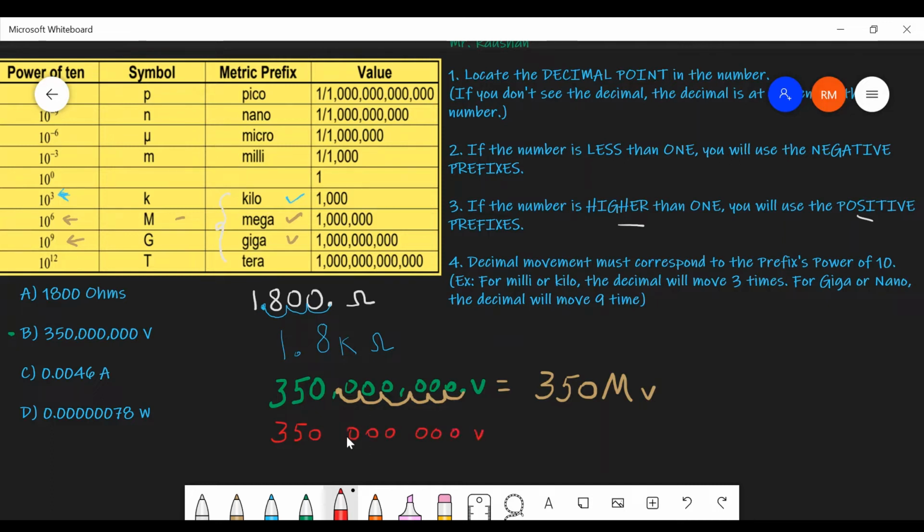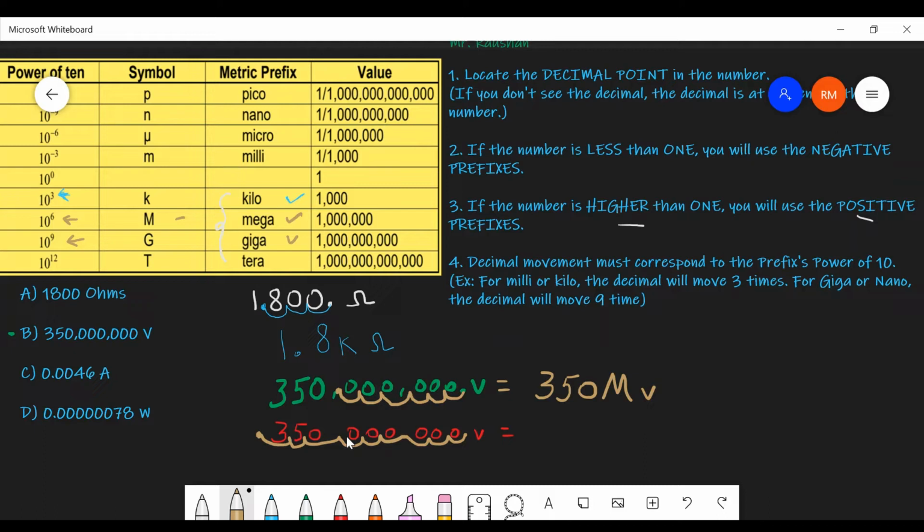Right. This is my value, and now we're going to use giga. So we're going to move the decimal 9 times. Where's my decimal here? It hasn't moved. It's right here, at the end. If you cannot see it, it's always at the end. So let's move it 9 times and see where we end up. 1, 2, 3, 4, 5, 6, 7, 8, 9. We end up here.